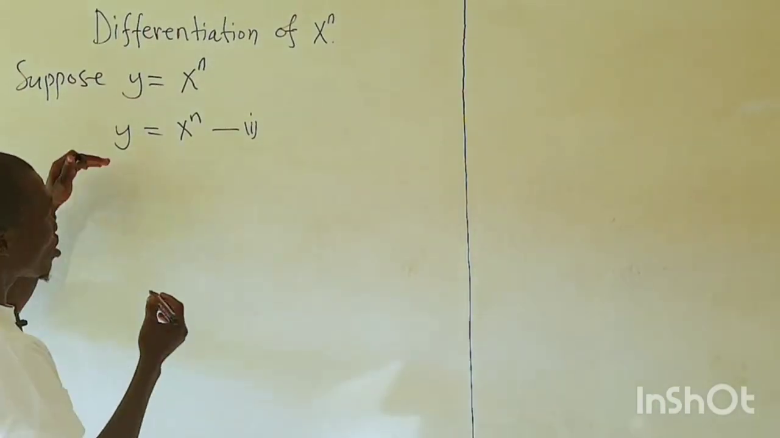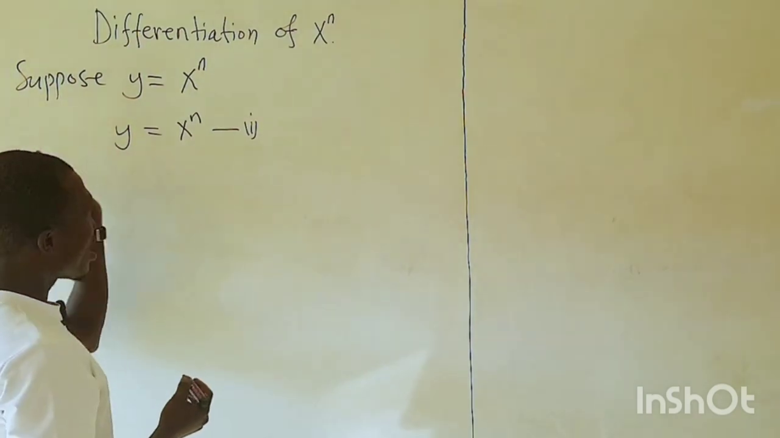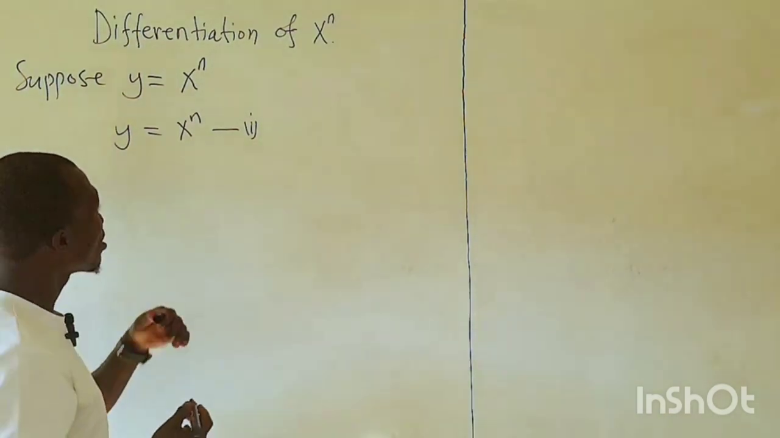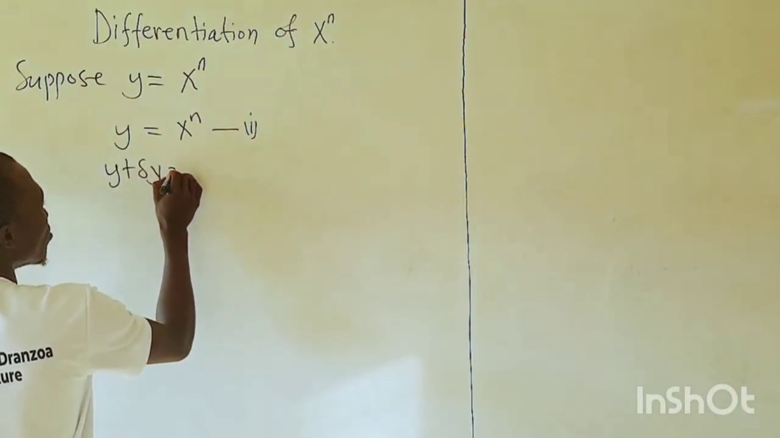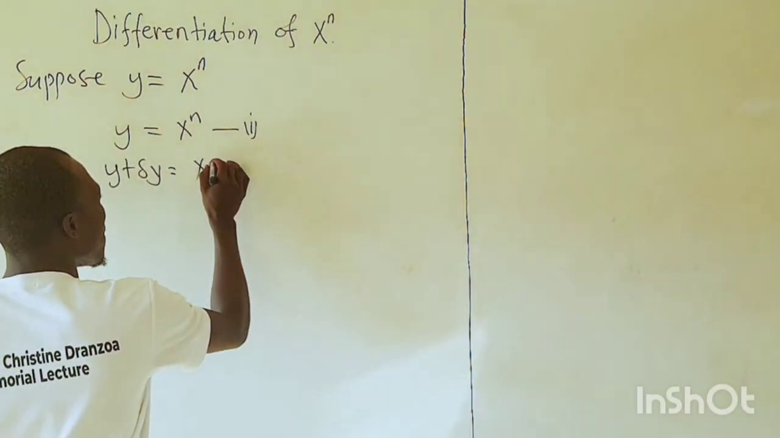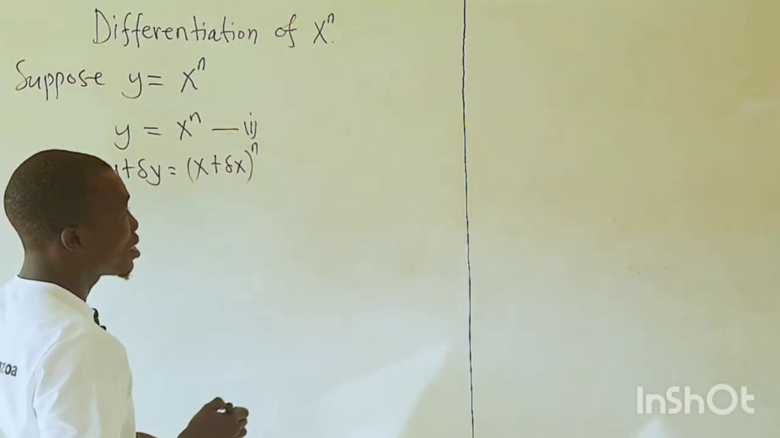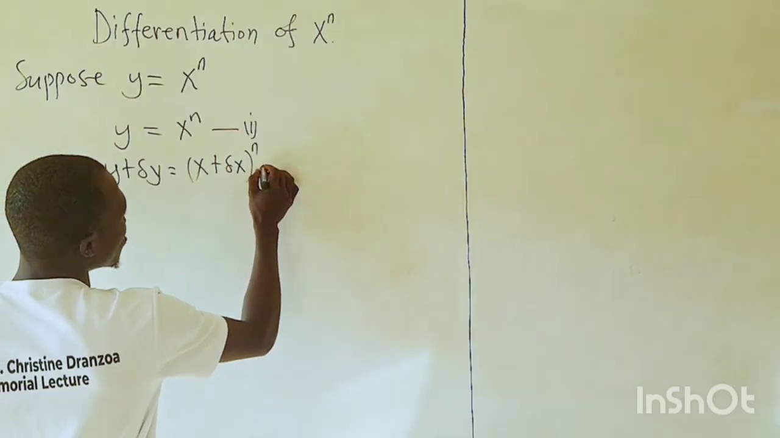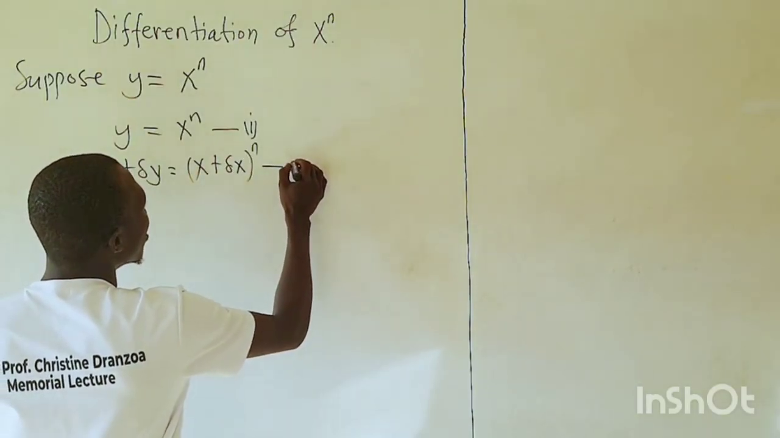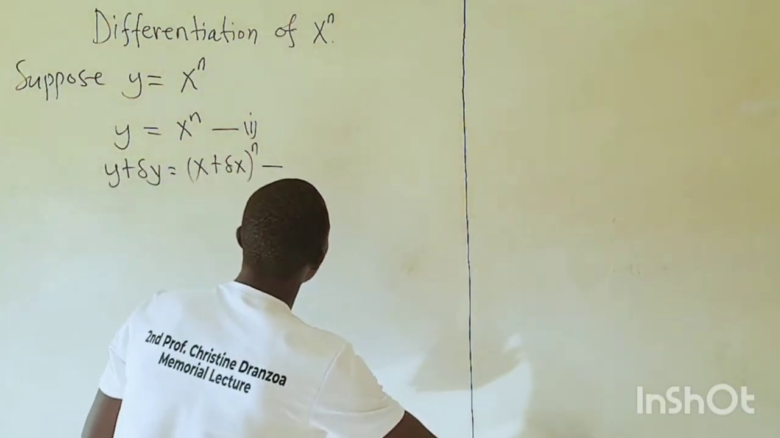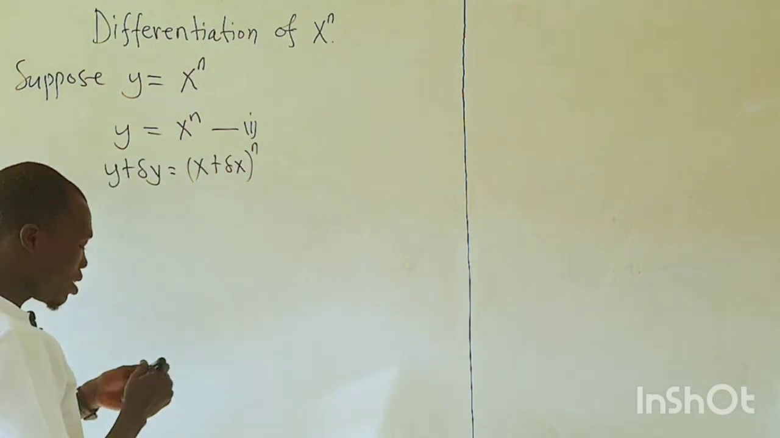So from there we add small increment in y on the left hand side and small increment in x on the right hand side. So we shall have y plus delta y, which is equal to x plus delta x, then it is raised to power n. So this one becomes our equation. Before we make it our equation 2, let's first expand what is on the right hand side.